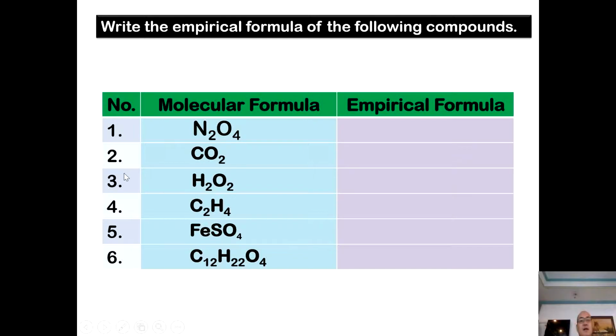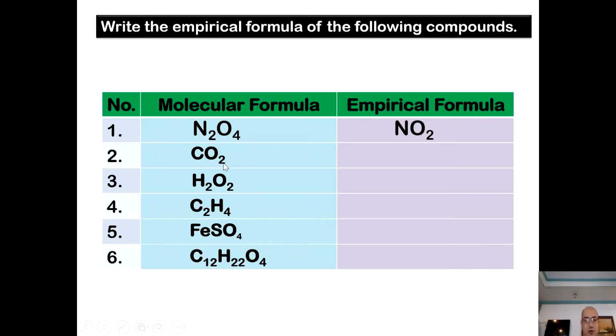Alright. Now, let's have another activity. Write the empirical formula of the following compounds. So these are the compounds. There are 6 compounds. So basically, what are you going to consider in determining the empirical formula? You're going to consider the subscripts present. So between 2 and 4, what is the greatest common factor? It's 2, right? So N2 divided by 2 will give you N, and O4 divided by 2 will give you O2. So the empirical formula is NO2.